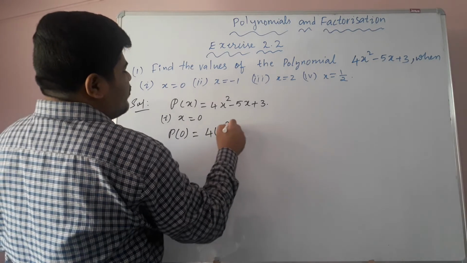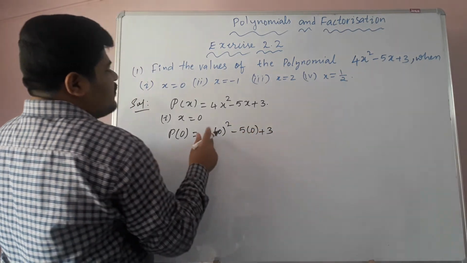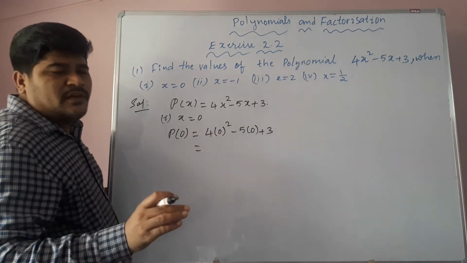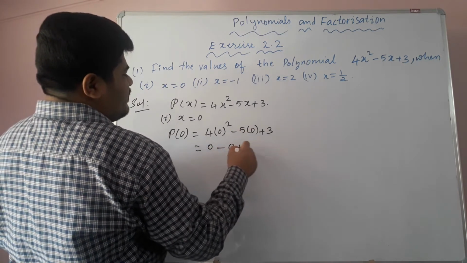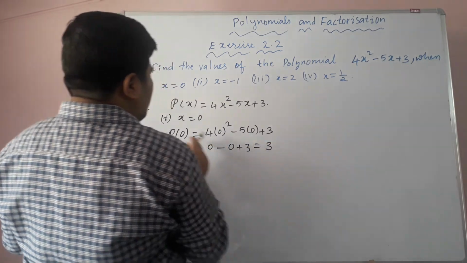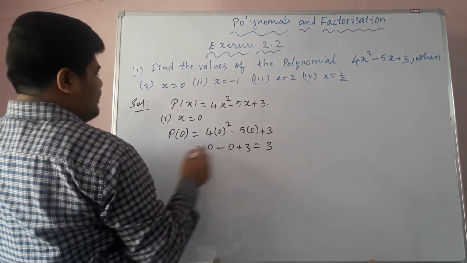So 4 into 0 square minus 5 into 0 plus 3. So students, 4 into 0 square is 0. 4 into 0 is 0. Okay, so 0 minus 5 into 0 is 0, plus 3. So 0 minus 0 is 0, 0 plus 3 is 3. So at x is equal to 0, the value of that polynomial is 3.